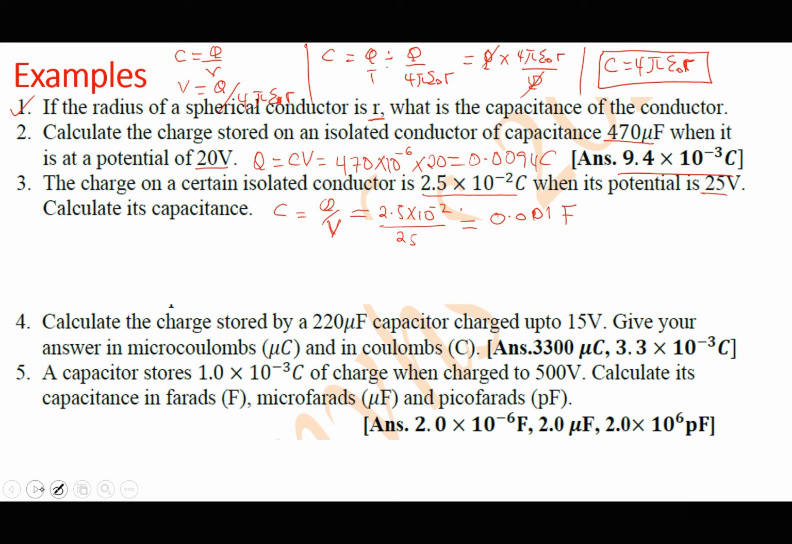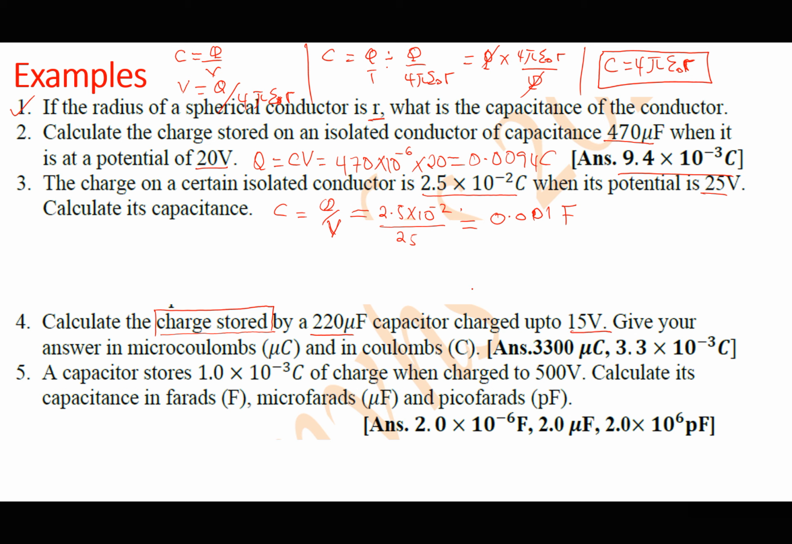Question number 4. Calculate the charge stored. By the way, later on we shall see that a capacitor does not actually store a charge, because the total charge on the capacitor will be 0. Calculate the charge stored by a 220 microfarad capacitor charged up to 15 volts.